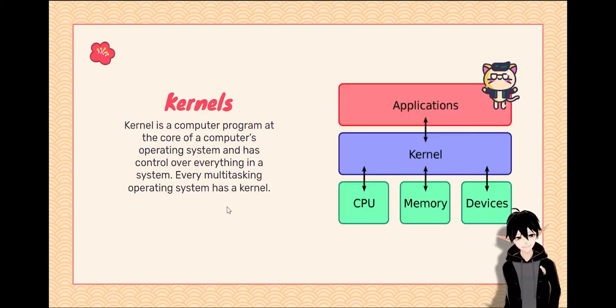What is a kernel actually? Kernel is a computer program at the core of a computer's operating system and has control over everything in the system. You can see a simplified diagram on the right side of the screen. So every multitasking operating system has a kernel.